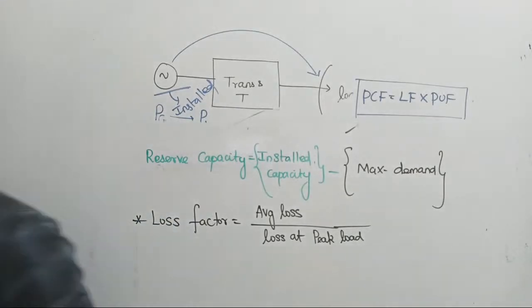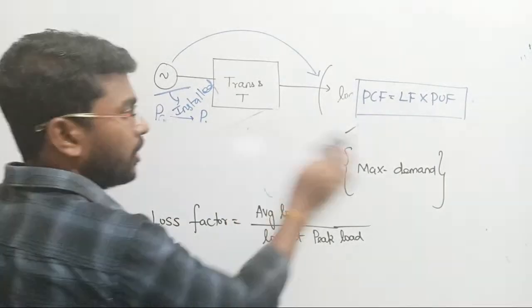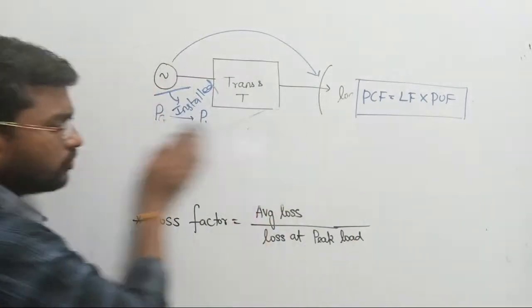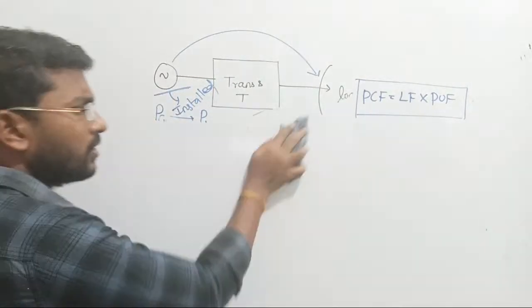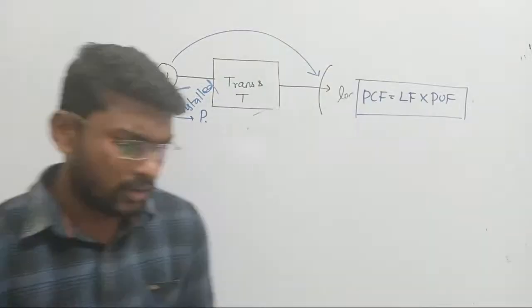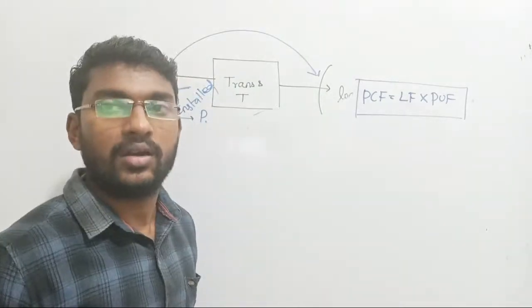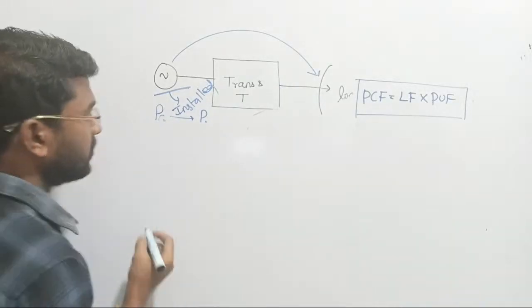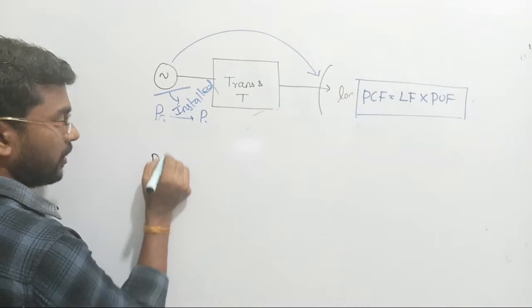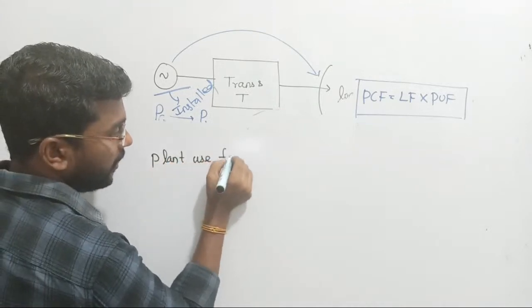Next, finally, there is one more term, that is called plant use factor, not utilization factor, which is different from this one. Just make a note that these terms are there, you can expect some questions in your examination. We calculate these factors only from the point of view of economic power generation, since the topic itself is that we have to generate power economically. So finally we are going to discuss the plant use factor. Guys, make very clear notes.